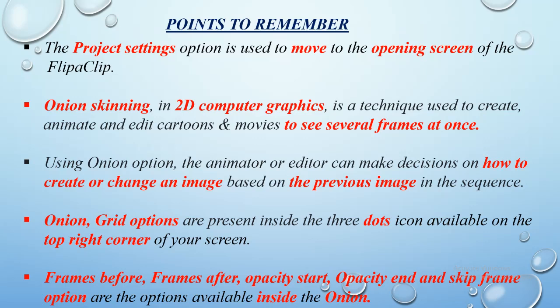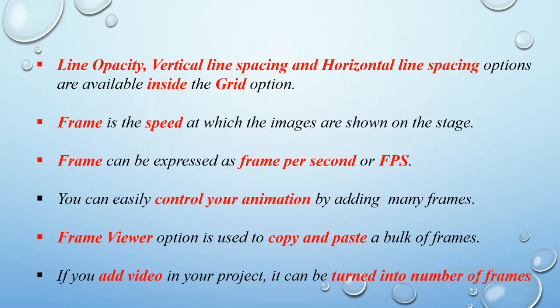Onion skinning is a technique that is used to create, animate and edit cartoons and see several frames at once. Using the onion option, the animator can make decisions. Onion and grid options are present inside the three dot icon available in the top right corner of your screen. Frame before, after, opacity, start and end, skip frames options are available inside the onion. Line opacity, vertical line spacing and horizontal line spacing are the options available inside the grid option.